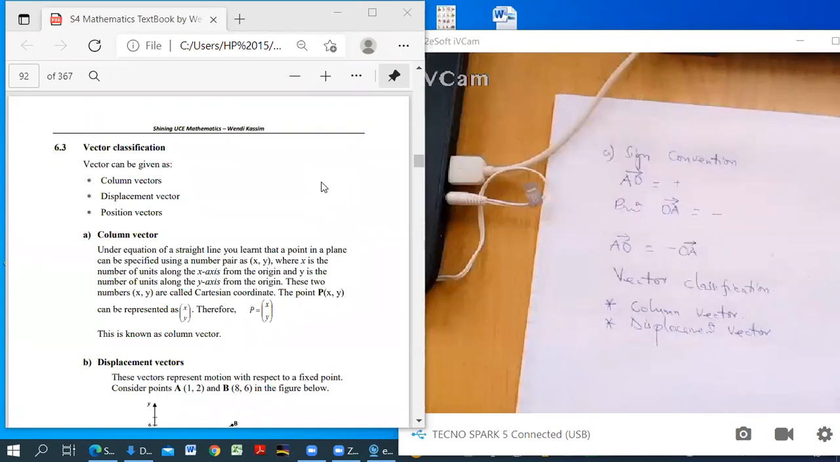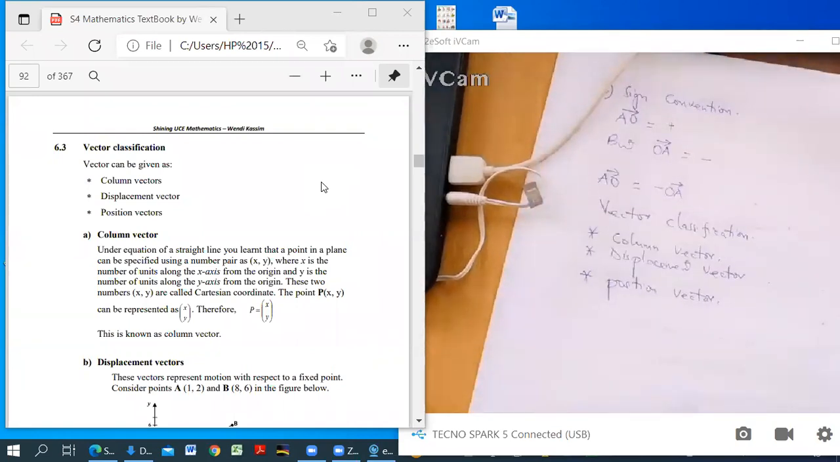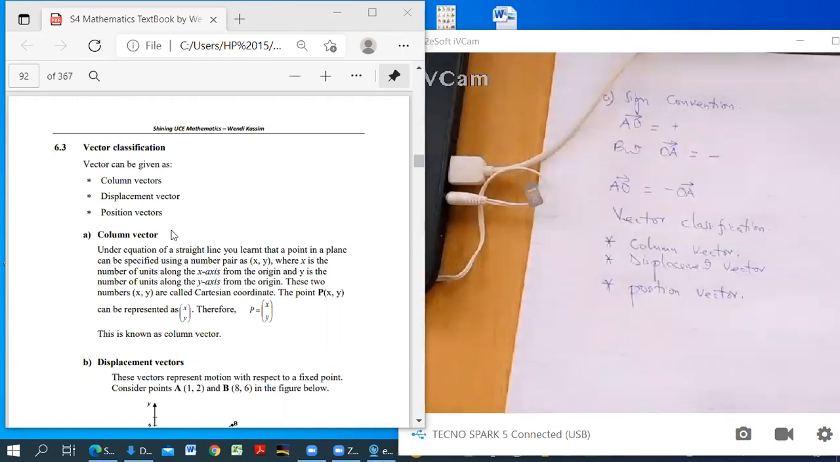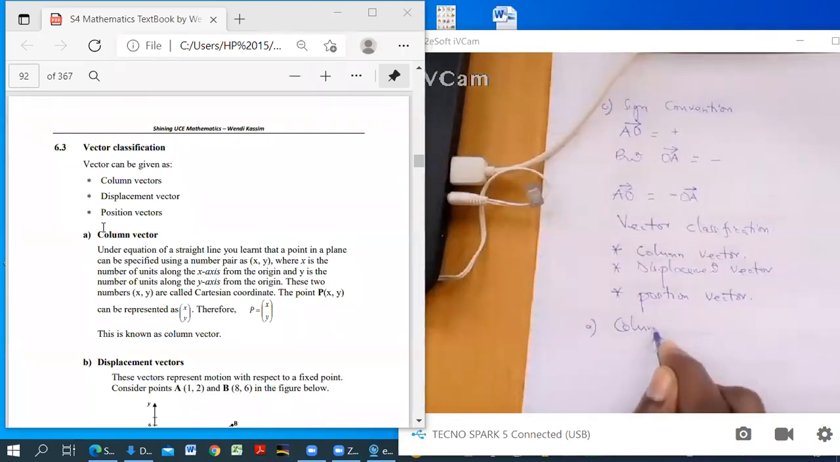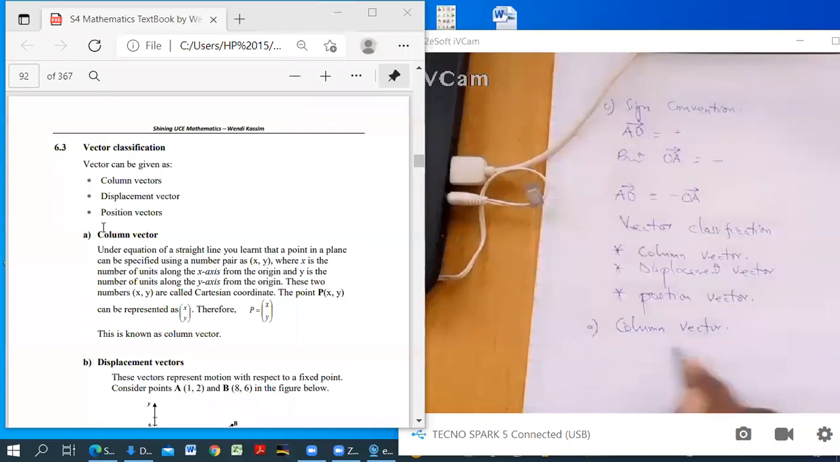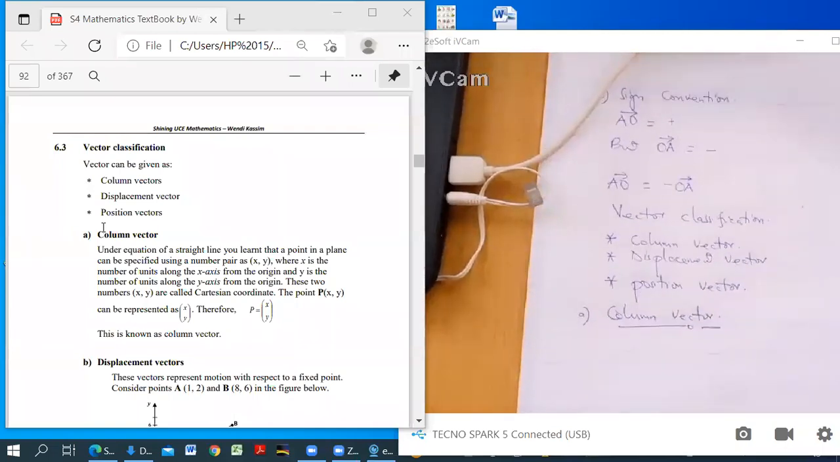Okay, let's continue. Then the third one we have is position vectors. Those are the three ways we use to classify vectors. Are we together, members? Yes. Now let's look at the first one. Let's start with A. A, we have column vectors. This one comes from coordinates.